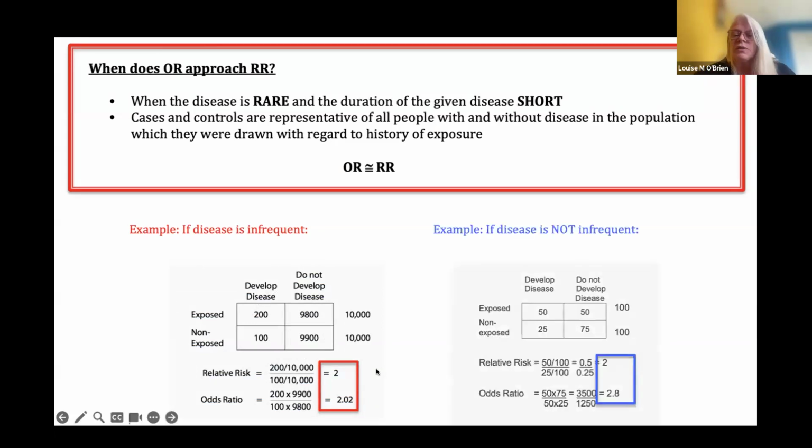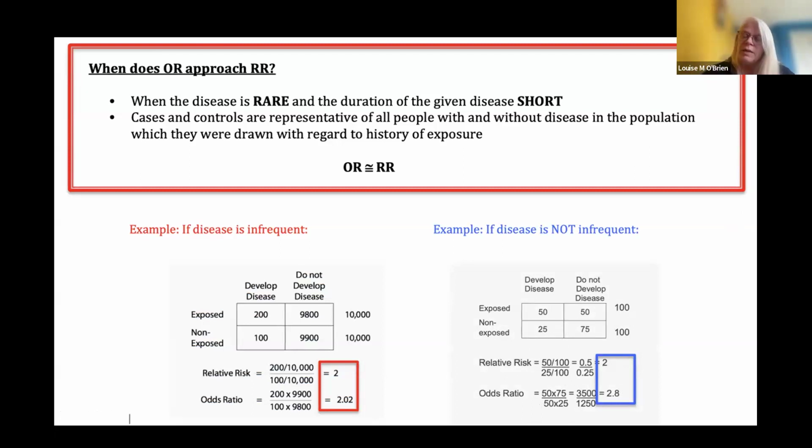However, there's also another example if your disease is not infrequent, so it's not rare, it's quite common. In this case, you can see that there are 100 exposed and 50 developed the disease. 100 were not exposed and 25 developed the disease. You plug these same numbers into the relative risk formula, you get two, but in an odds ratio calculation, you get 2.8. So there's an example of when the odds can be different from the relative risk.